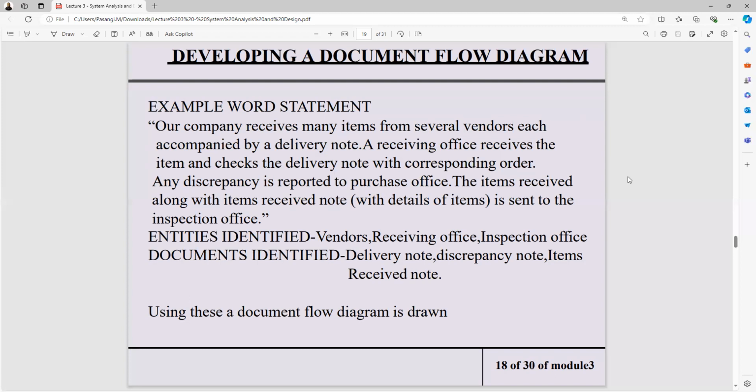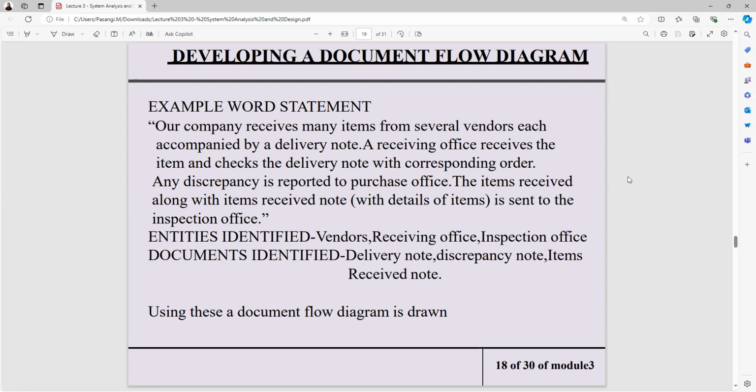So when it comes to the example of the word statement, let's go through it. Our company receives many items from several vendors, each accompanied by a delivery note. A receiving office receives the item and checks the delivery note with the corresponding order. Any discrepancy is reported to the purchase office. The items received, along with items received notes with details of the items, are sent to the inspection office.